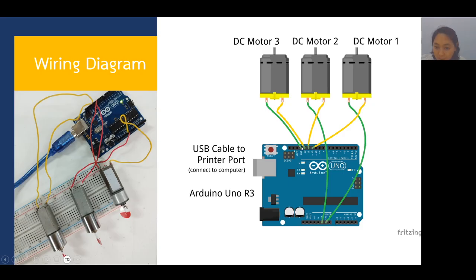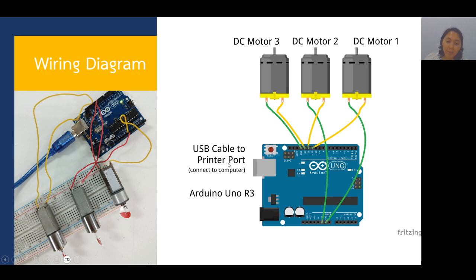This one to the ground here, and for the second motor to the pin ground of the Arduino Uno here, and the DC motor 1, this pin to the pin ground of the Arduino Uno here. And the other pin of this DC motor is connected to pin D13, and the second DC motor is connected to pin D12, and the other pin of DC motor 1 is connected to pin D11.